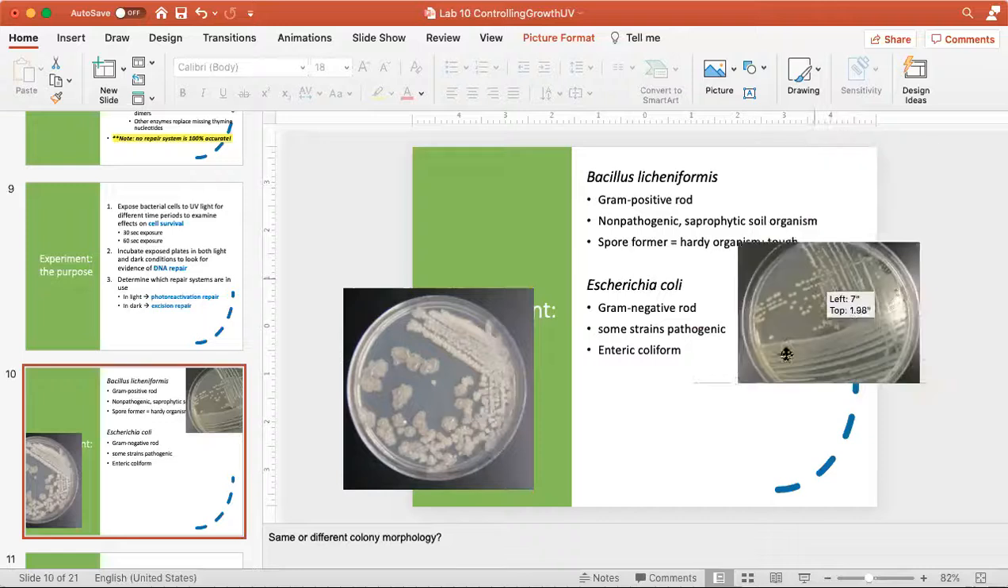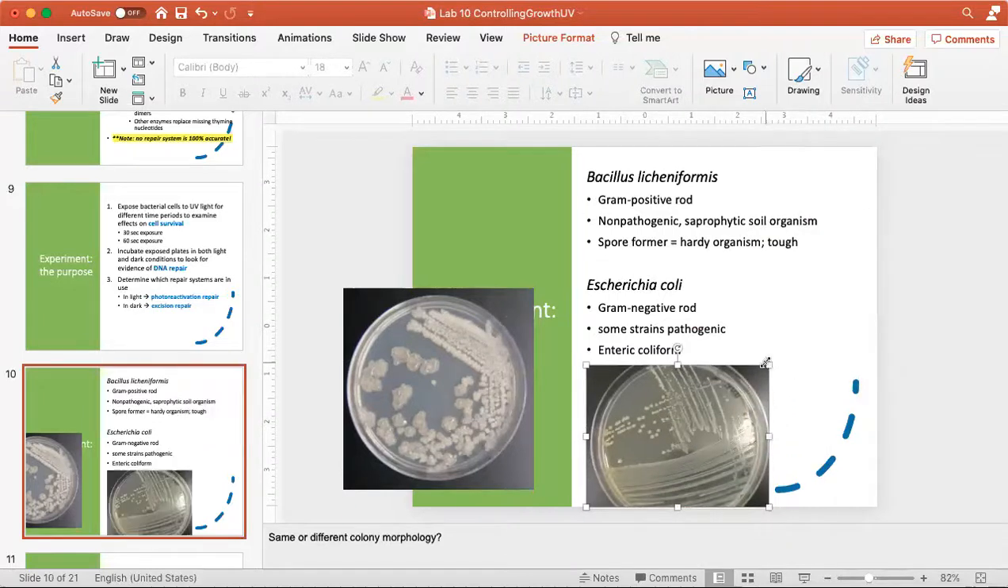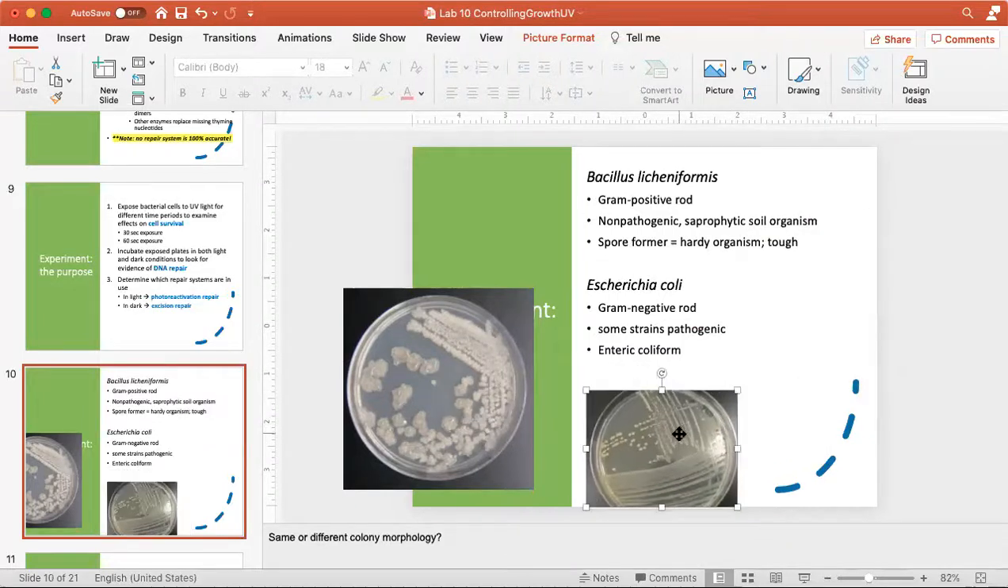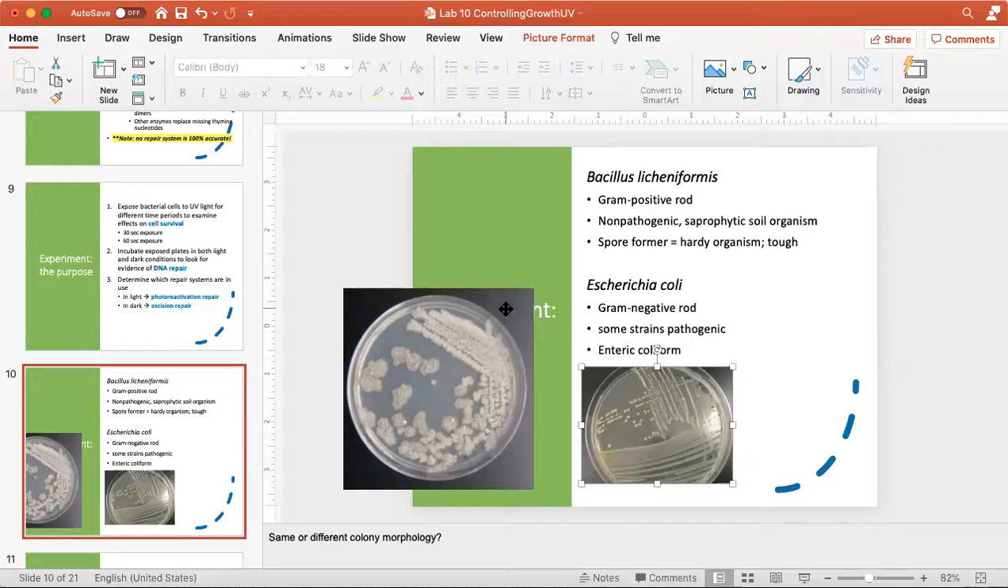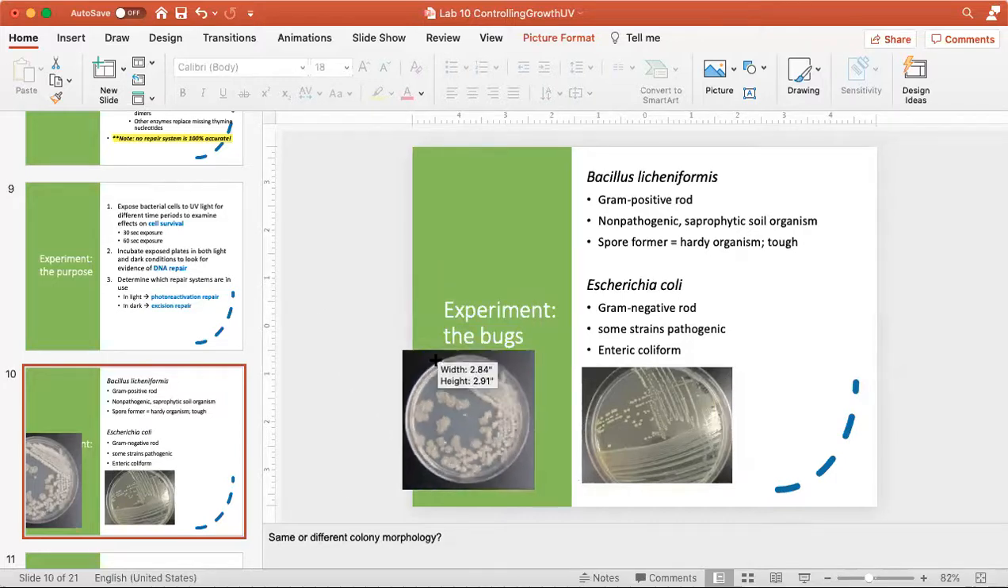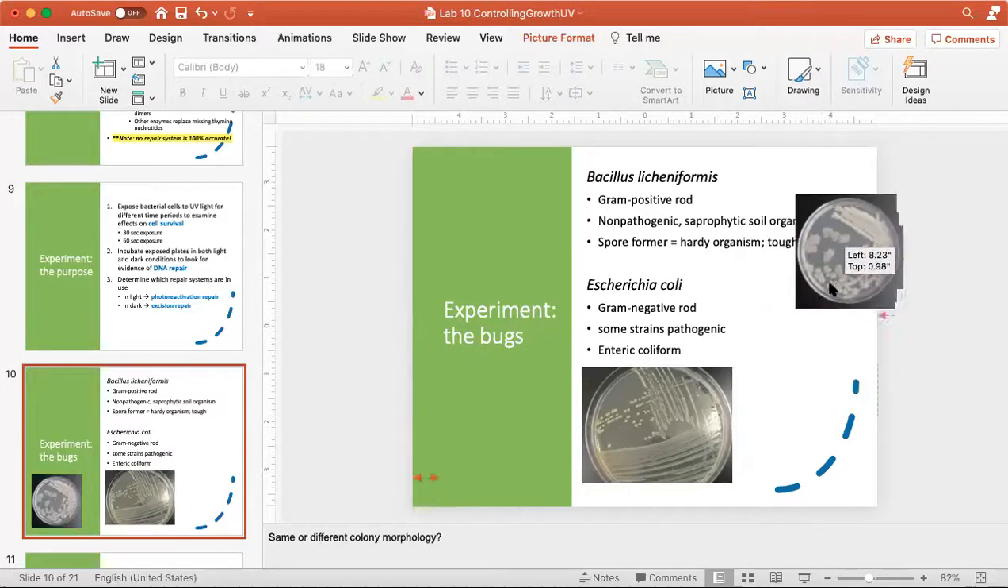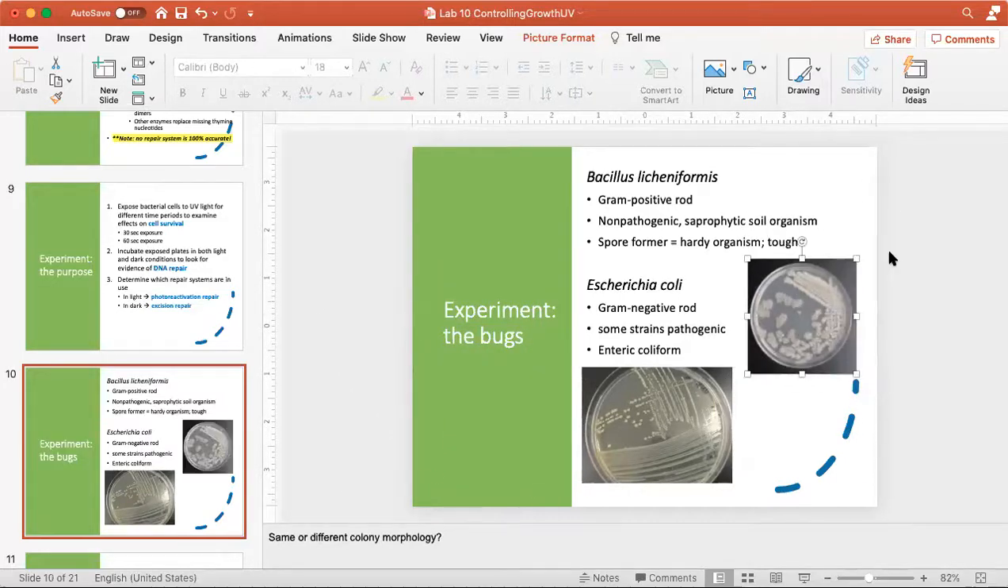So, two organisms that come from two very different worlds, right? One of them lives inside of other organisms. That's the E. coli. One of them lives out in the world. One of them lives out in the soil. Two different organisms.